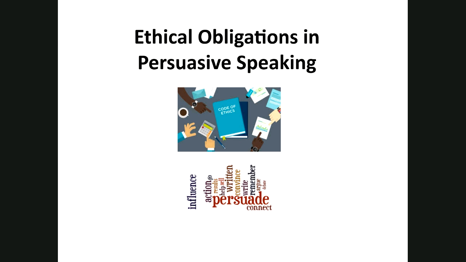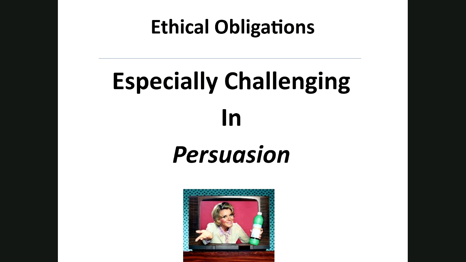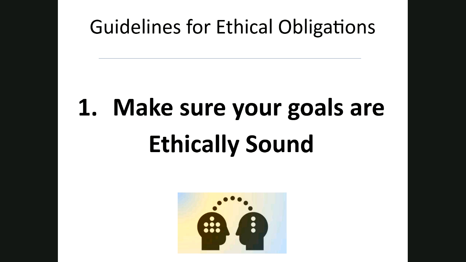Ethical obligations. Okay, here they are. They are especially challenging in persuasion. You have to be ethical when you are being persuasive. So these are the guidelines for ethical obligations when trying to persuade your audience. Number one, you want to make sure your goals are ethically sound. Remember we talked about ethics. They deal with issues of right or wrong, moral or immoral.